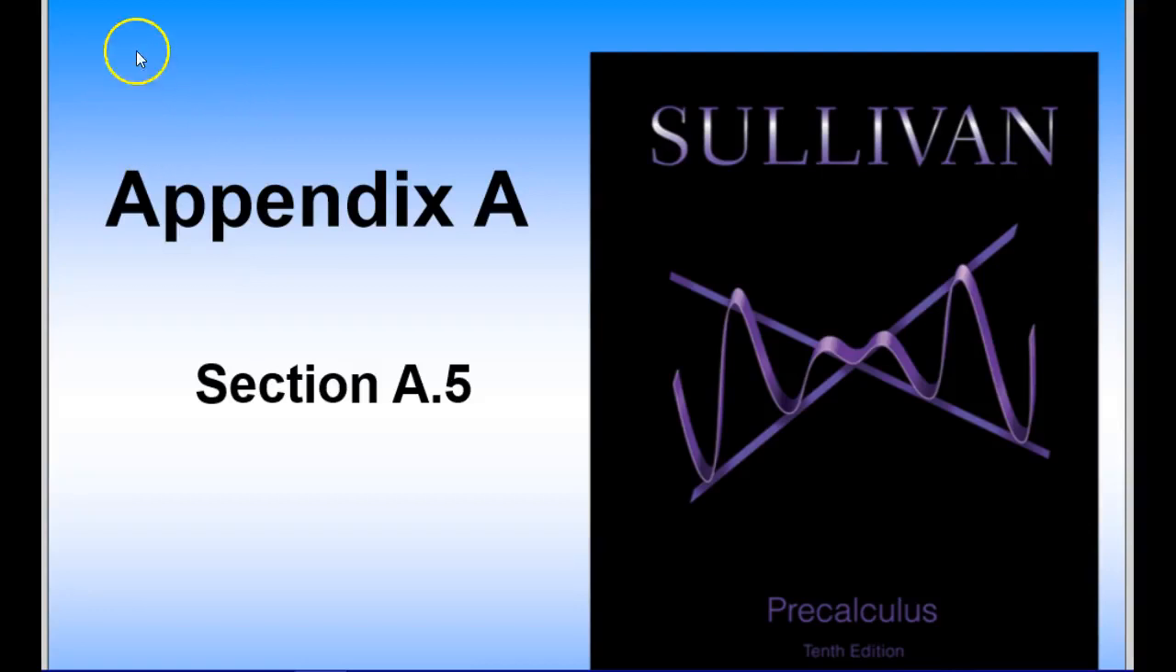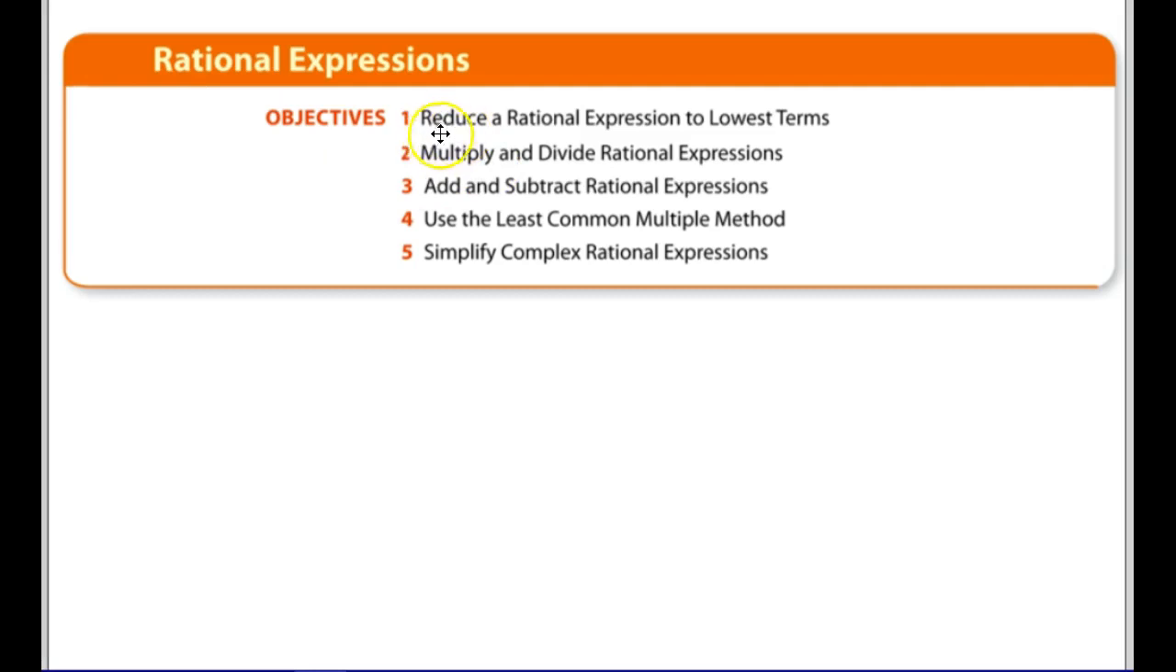All right, here we're looking at section 5 in our algebra review. So our learning targets for today, first we're going to reduce a rational expression to the lowest terms. And all of these we're going to be dealing with rational expressions. Then we're going to multiply and divide, then add and subtract, and then we're going to be able to find the least common multiple, which will make it a lot easier down the road. And then we're going to simplify some complex rational expressions.